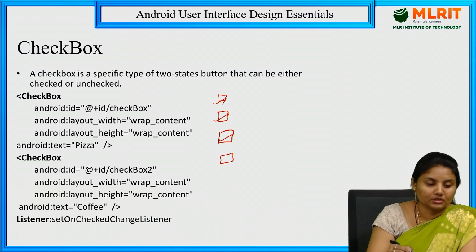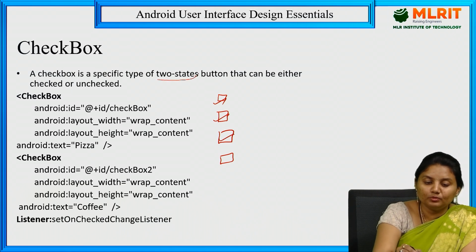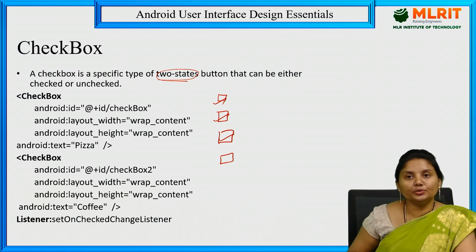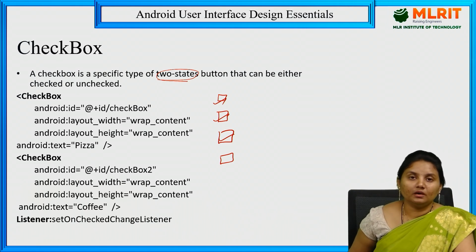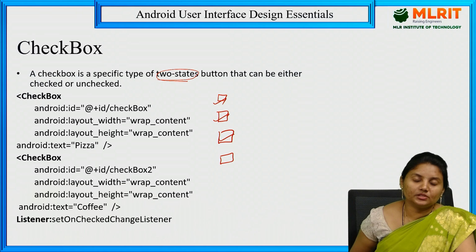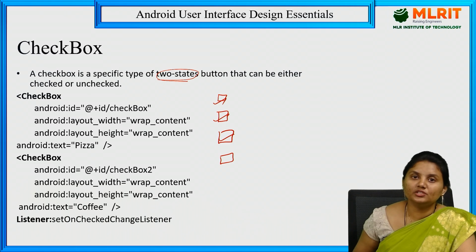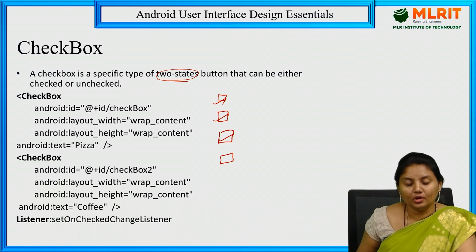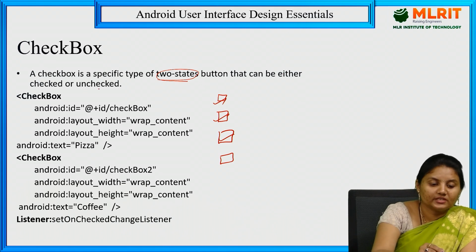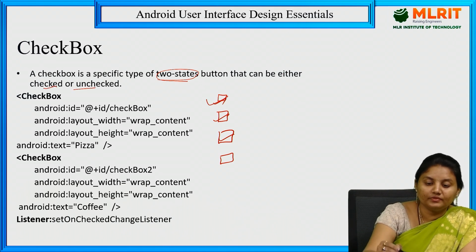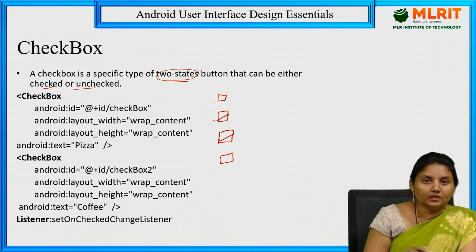This is a checkbox. So a checkbox is a specific type of two-state button. Why do we call it a two-state button? Because we have to set it, check it or uncheck it. So the toggle button and the switch are also two-state buttons, where the state changes from on to off or off to on, and true to false or false to true. So it can either be checked or unchecked. Checking is this one, just a tick mark. If you uncheck it, unchecking is nothing but removing the tick mark.